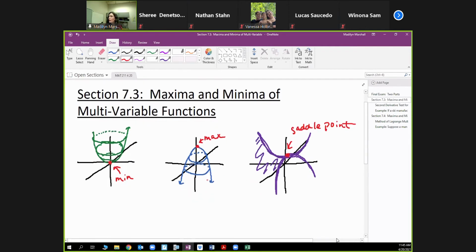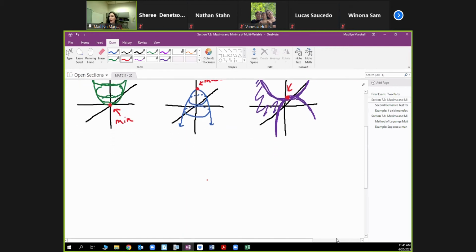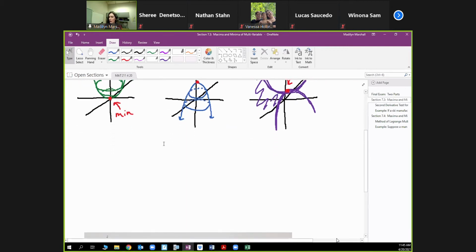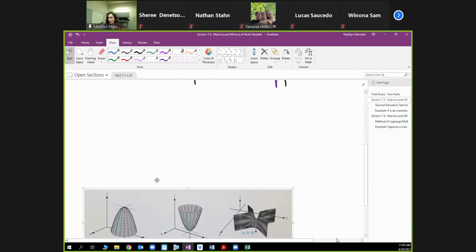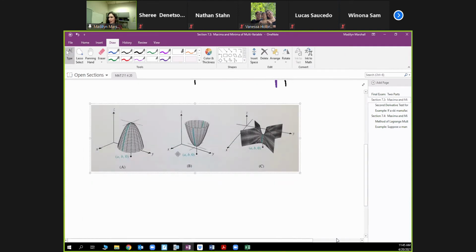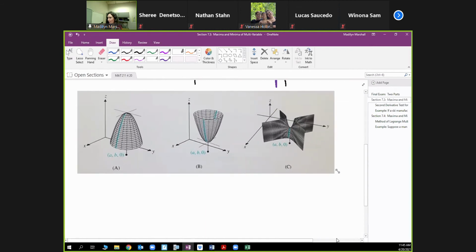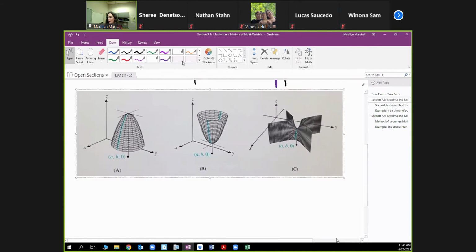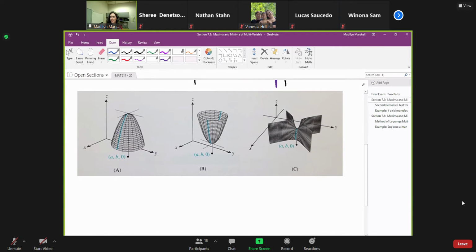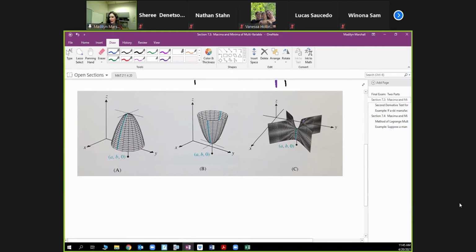So all of these are happening at critical numbers. And these are the pictures in the book. So we have, they did the opposite order, but our maximum, which is like a cone, our minimum, which is like a cup, and then the saddle point.